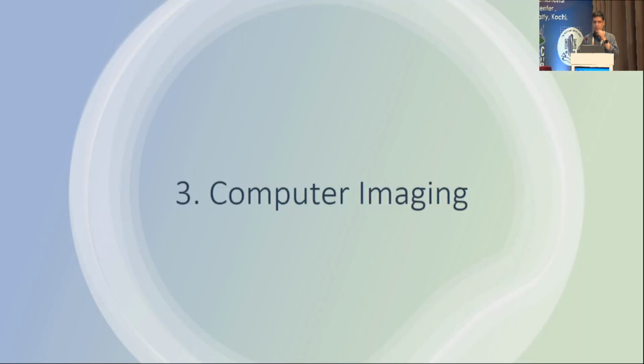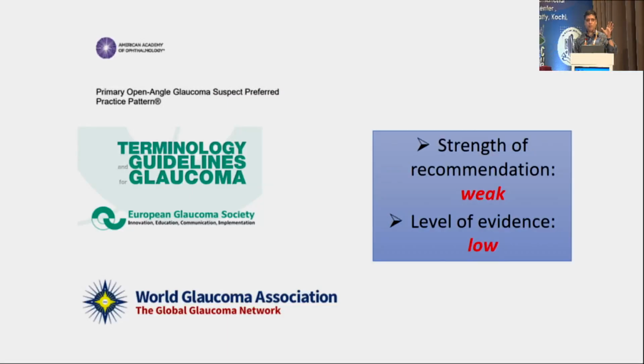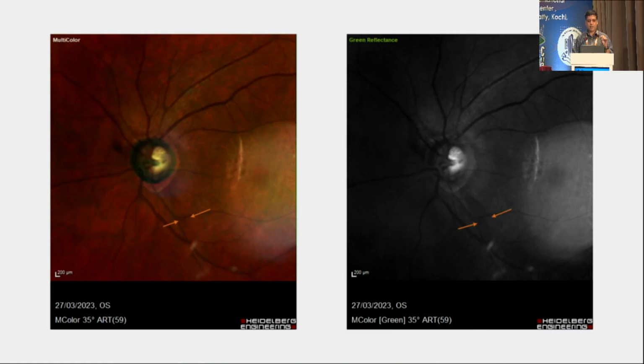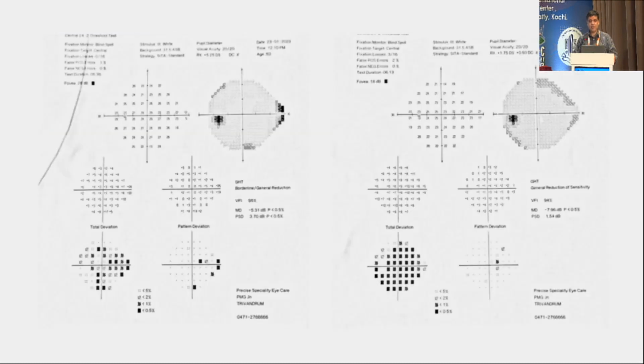Now, computer imaging. A lot of discussion has been on OCTs. OCT is just one of the computer imaging modalities; HRT and GDX all come under the category of imaging. And interestingly, unlike the other two tests, the strength of recommendation to perform this test on glaucoma and glaucoma suspects is very weak, and the level of evidence is low. Nevertheless, we have already seen that OCT can corroborate early defects. See, an optic disc image shows a well-defined infratemporal defect, again more accentuated on the red free, but the fields repeated twice seem to show some degree of defect in the nasal areas, but it's not very well defined. If not for the optic disc image, we would probably discard this field.